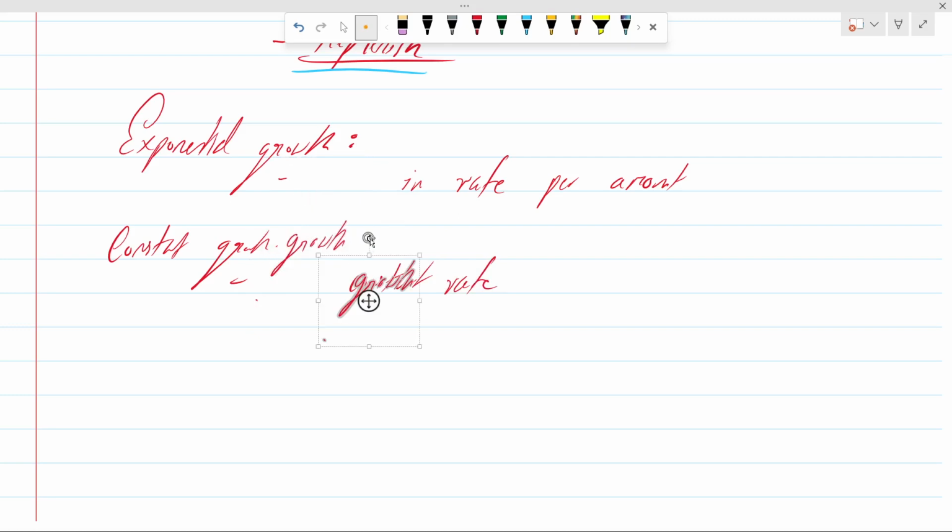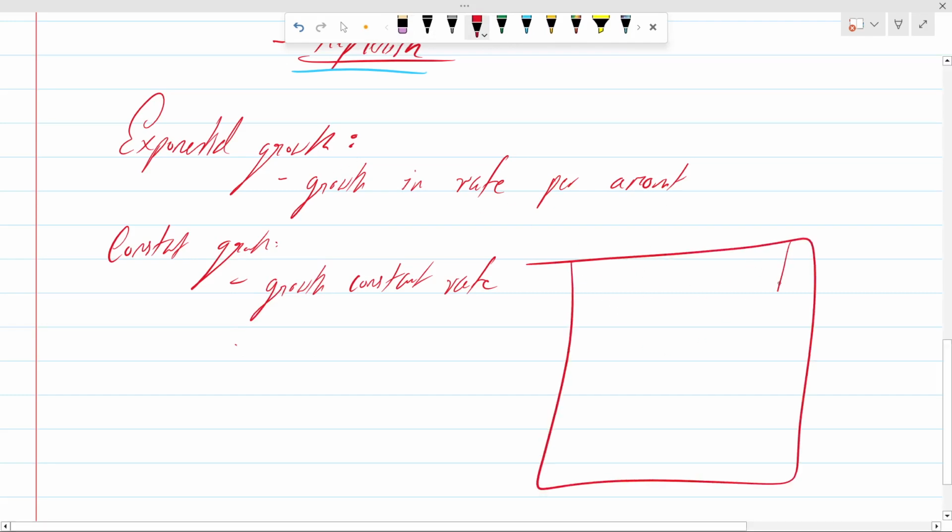So it creates a what? A J curve. Have you heard of the J curve? So exponential growth is defined as a J. This is the J curve. So this is exponential growth, right? Yes, sir.